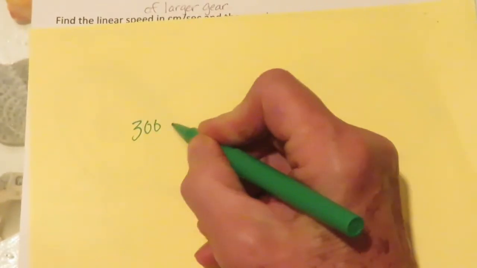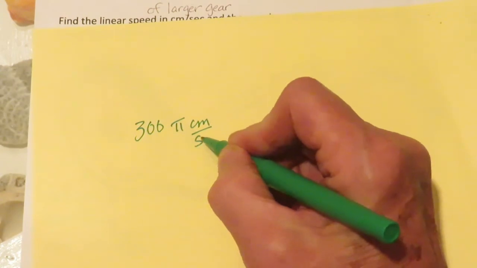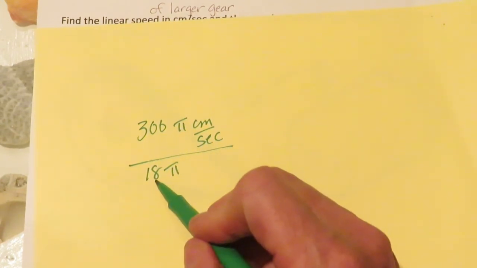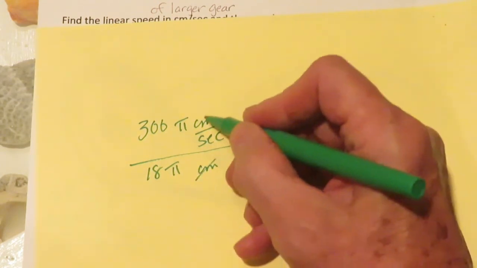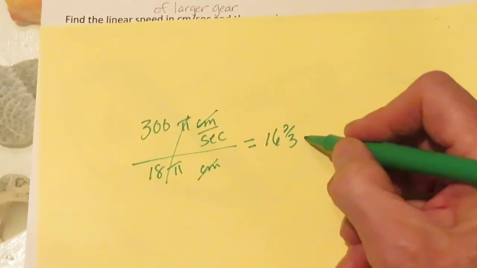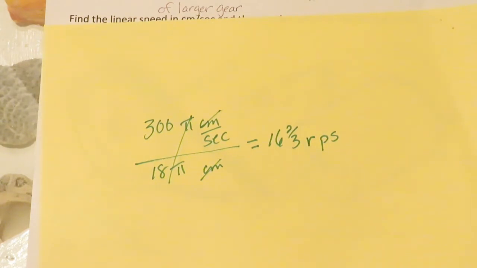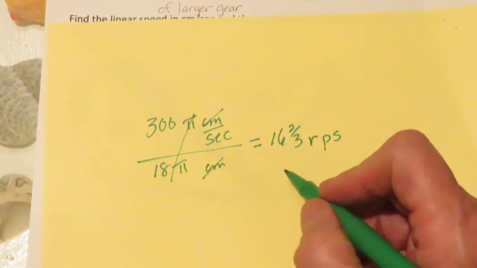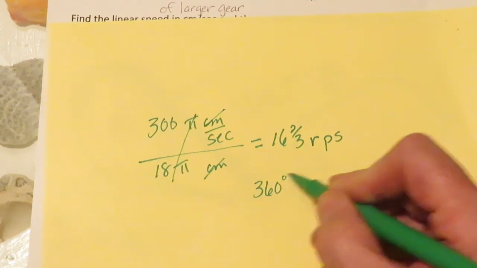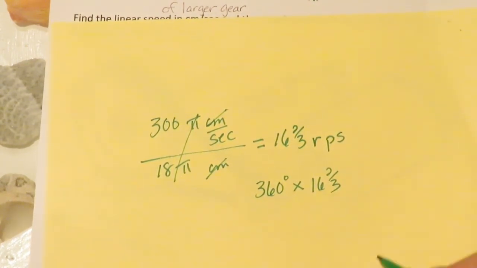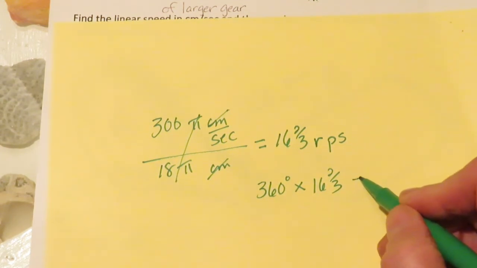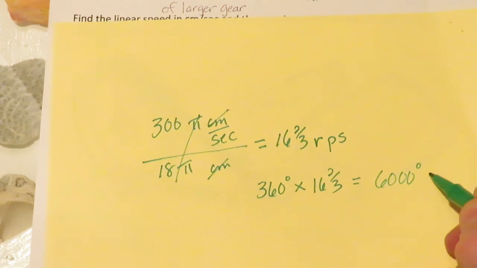So 300 pi centimeters per second divided by 18 pi, remember the radius was 9, so 2 times 9 is 18 centimeters. The centimeters cancel, and I end up getting 16 2/3 actually. That's how many revolutions per second the big gear is moving around. So if you wanted the angular speed, then you're going to take a full circle, or 360 degrees, times how many times this is going around. So if I'm going around 16 2/3 times per second, multiply that by 360, and that's going to give me how many degrees per second.